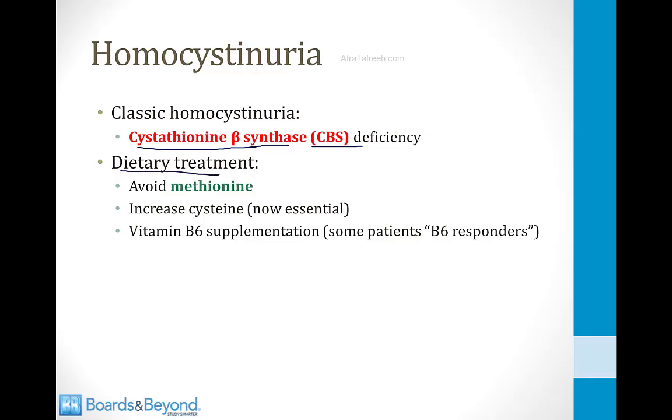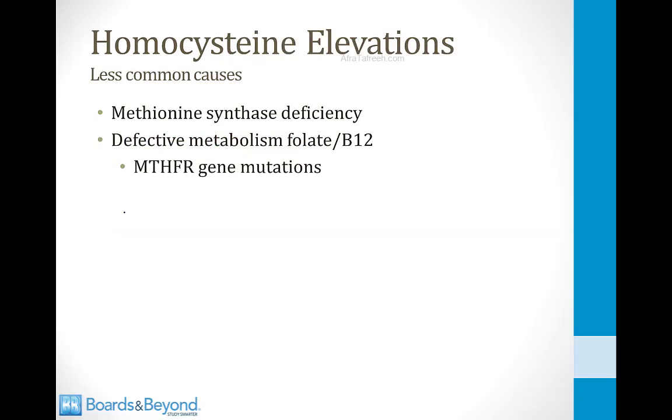The dietary treatment of homocystinuria is to avoid methionine, increase cysteine, which is now essential, and supplement vitamin B6. Some patients are so-called B6 responders. Now, classic homocystinuria is caused by cystathionine beta synthase deficiency, but there are some less common causes. These include deficiency of the enzyme methionine synthase or defective metabolism of folate or B12. Specifically, there is an enzyme called methylene tetrahydrofolate reductase, and mutations of the gene that encode for that enzyme have been implicated in some cases of high homocysteine levels.